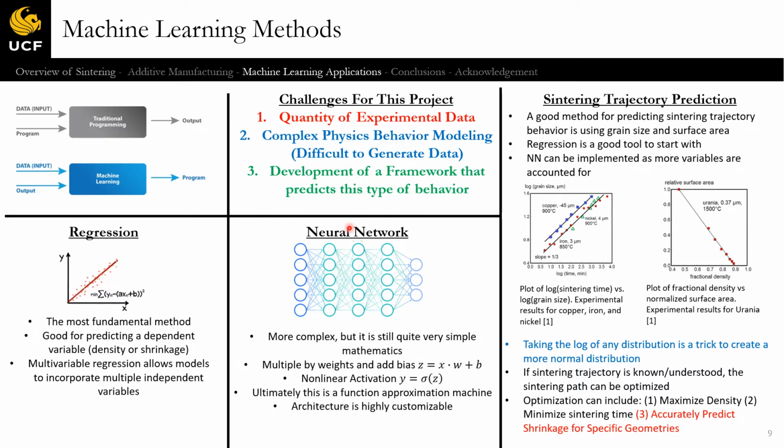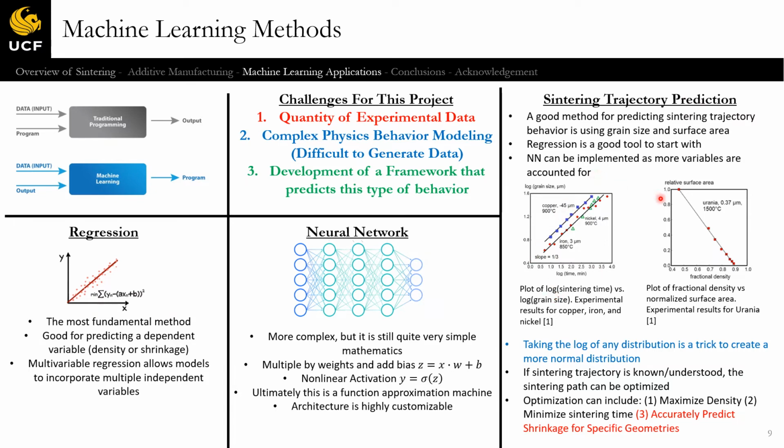The neural network is more complex and may need to be utilized in the future. It is not necessarily very mathematically complex. Ultimately, the way I like to look at it, it is just a very fancy function approximation machine. And we may need to use that in the future, but we did not use it for this work because we were mainly looking at sintering trajectory predictions.